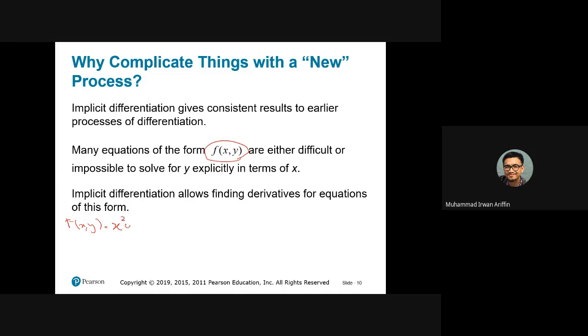x squared y to the power of 5 minus 3xy plus 5 equals 0. Now, how do we find the derivative? Y prime equals what? Okay, so can we rearrange? It is almost impossible to rewrite this equation in this form. Very difficult. And this is why we should simply apply implicit differentiation.